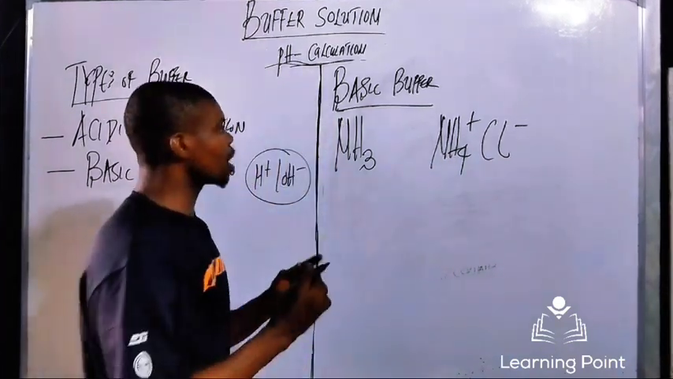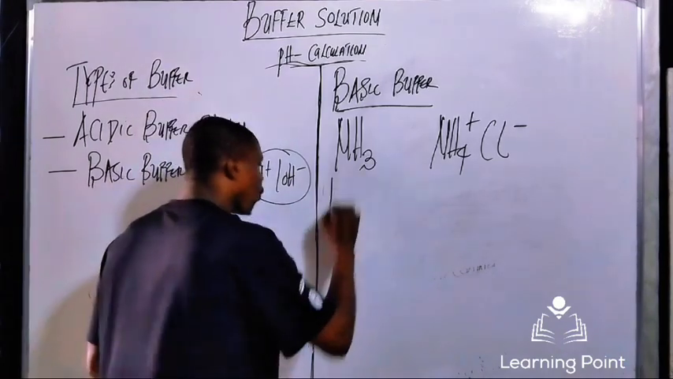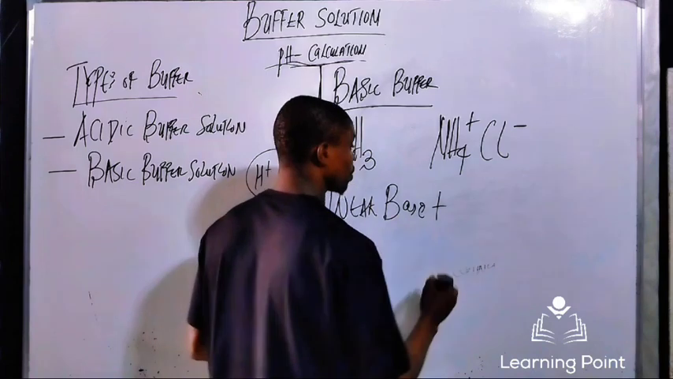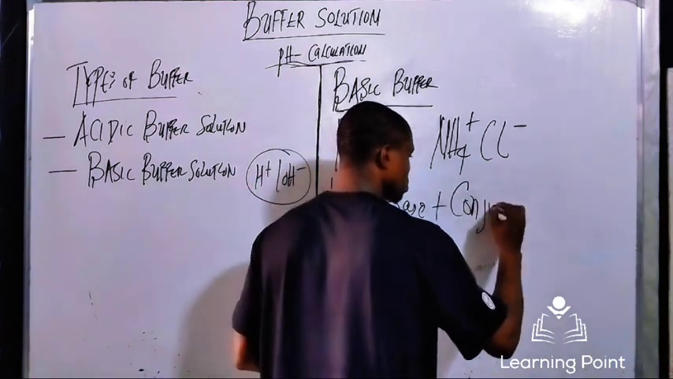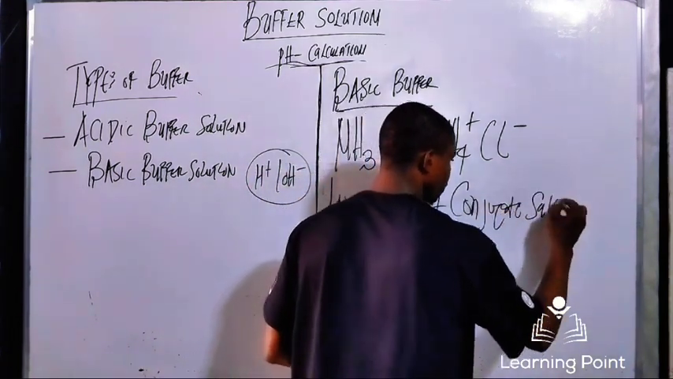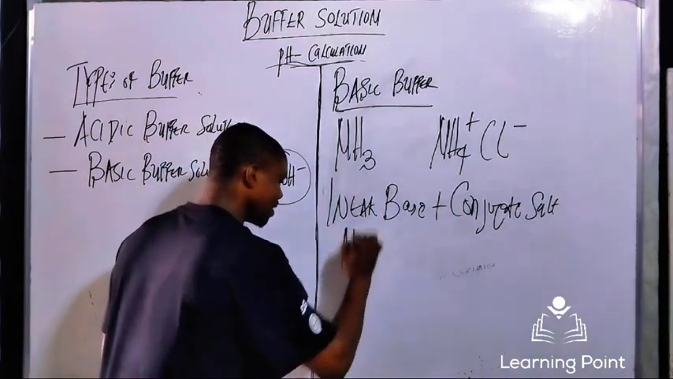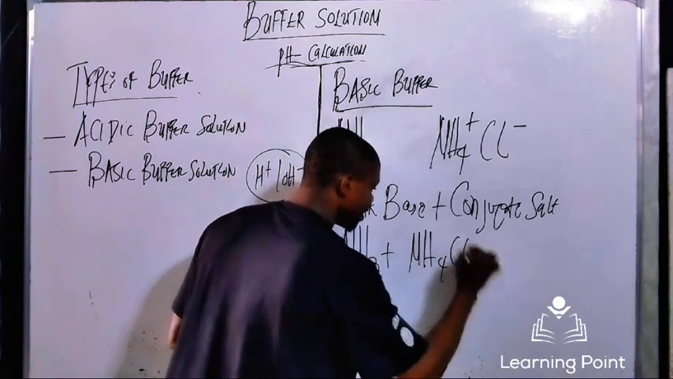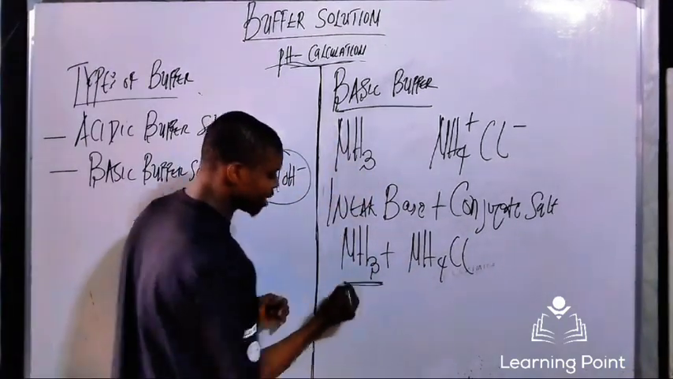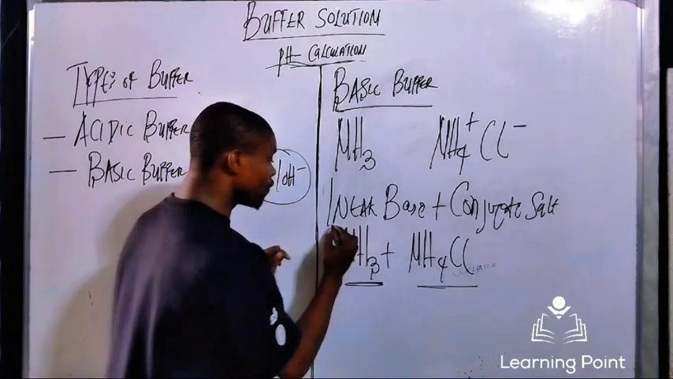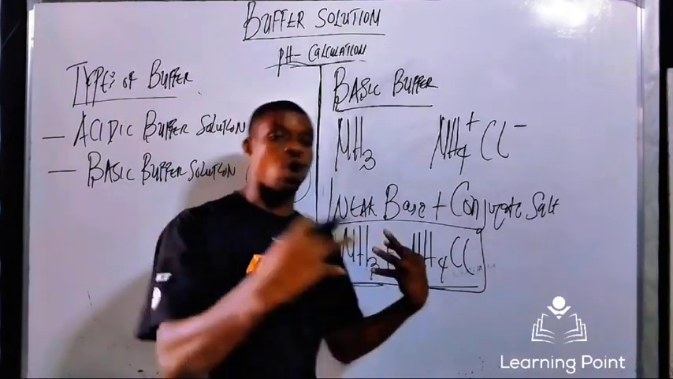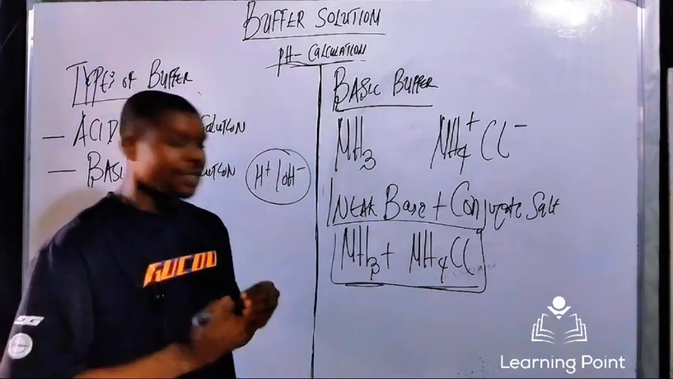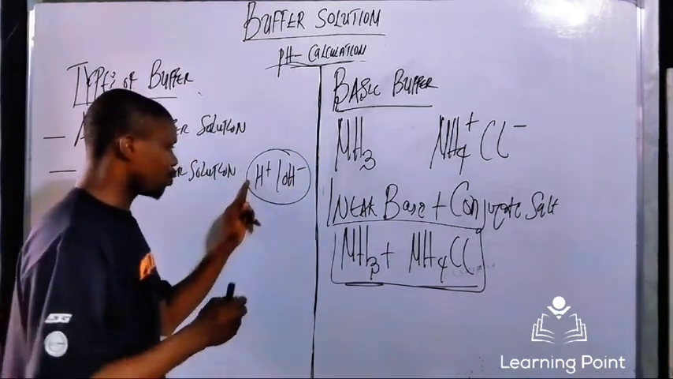Very important. So when we talk about a basic buffer, it's a weak base plus its conjugate salt. A good example is NH3 plus NH4Cl. So this is the weak base, and this is the conjugate salt. When you combine the two of them, they are called a basic buffer.